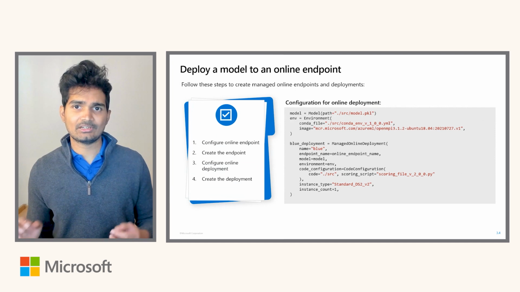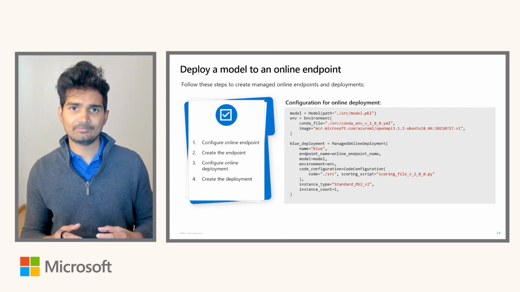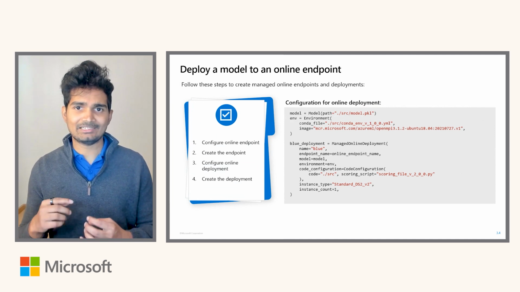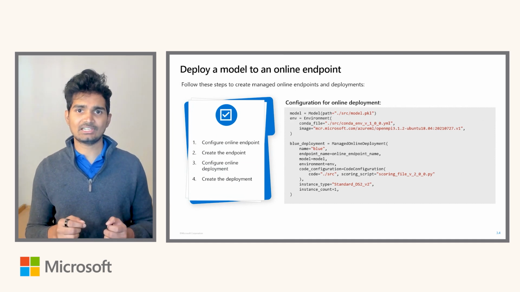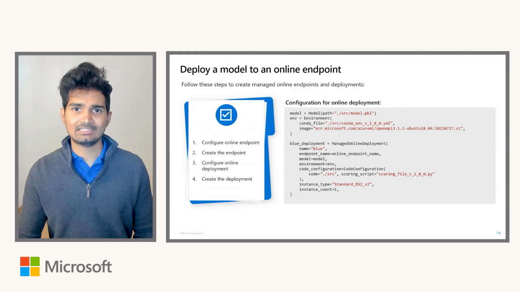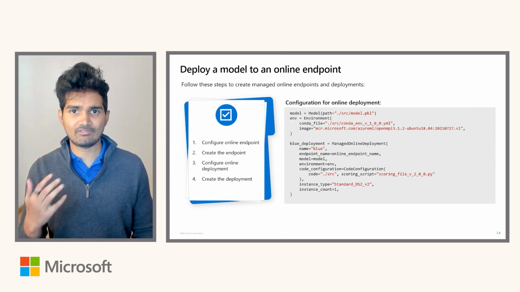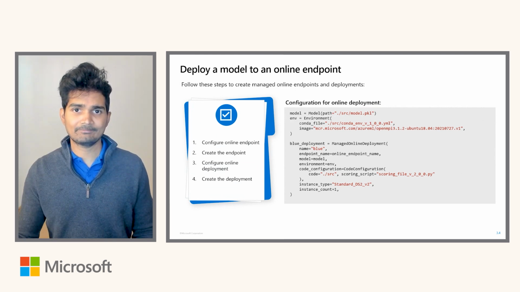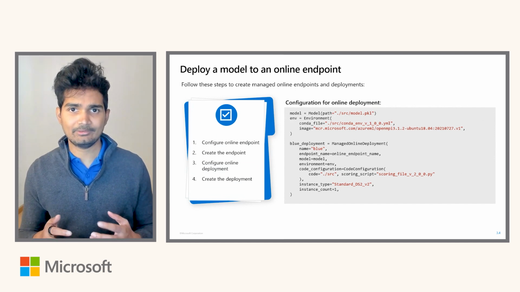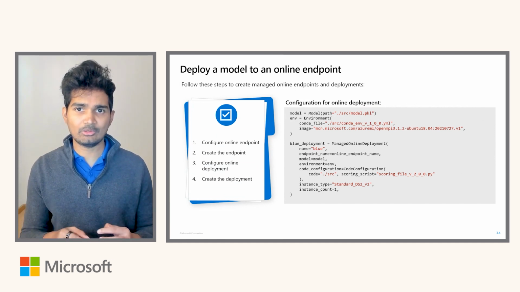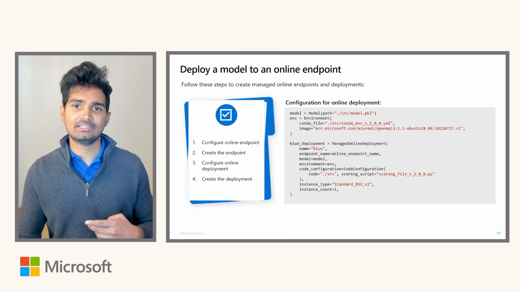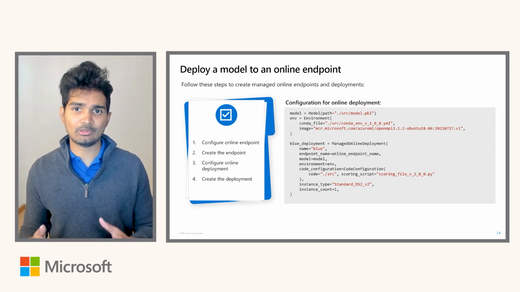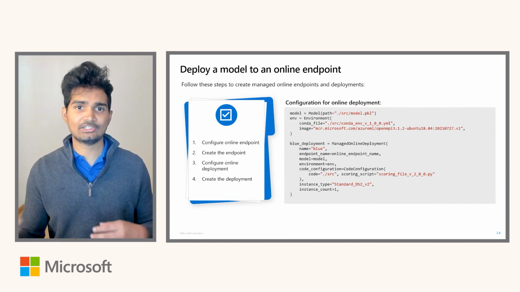Recall the steps to create a managed online endpoint. Configure the online endpoint by defining and creating a configuration file. Specify details such as the name and authentication methods. Then you create the endpoint by using the Azure CLI or Python SDK to run the creation command from the endpoint. Then you configure that online deployment and create a configuration file for your deployment by specifying the model, environment, instance type, and count. And finally, you create the deployment. You execute the deployment command to apply the configuration to the endpoint.